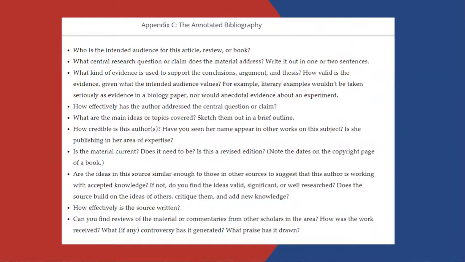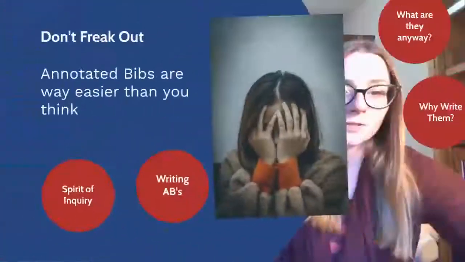Here are some questions to help you write your annotated bib paragraphs. This is in your textbook, and I only have 4 minutes left in this video, so we won't go through them, but here are some things to help you evaluate. Who is the intended audience for the article, book, or review? What central research question or claim does the material address? So by answering these questions, you can put them right into your paragraph. These are super helpful. So go back to Appendix C and take a look at those.